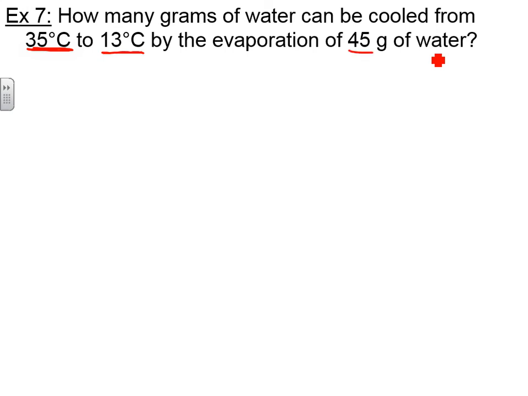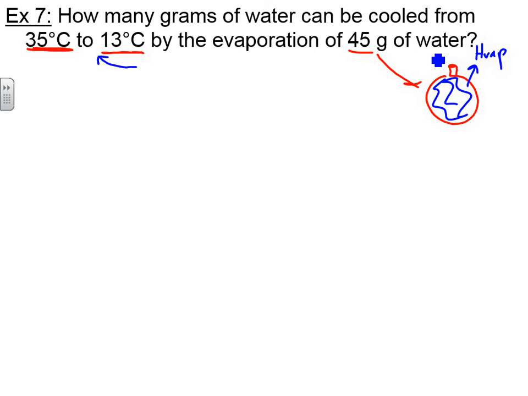So we'll say this is 45 grams here, and here's our canteen. This would be on the outside of the canteen. Now we're going to vaporize this. This is going to be vaporized. So we're going to use the heat of vaporization to calculate how much heat that would have taken off. And then we're going to apply this heat to cooling the water from 35 to 13.